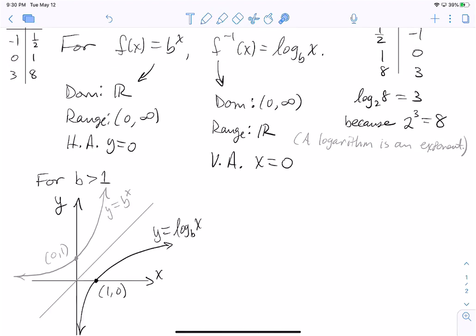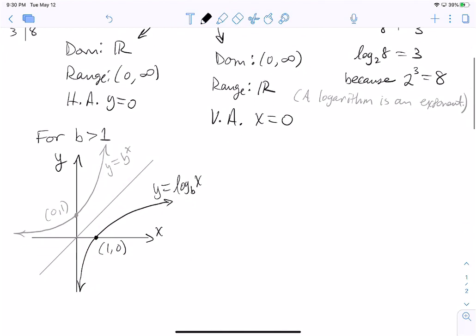We can translate this information to graphs. We aren't going to spend much time graphing logarithmic functions. That's more for intermediate algebra, pre-calculus, but what we have here is a graph of y equals b to the x for b greater than 1, and we see that's a function of exponential growth, which intersects the y-axis at 0, 1. The inverse function is a reflection about the line y equals x, and the graph of y equals log base b of x is that reflection and goes through the point 1, 0.